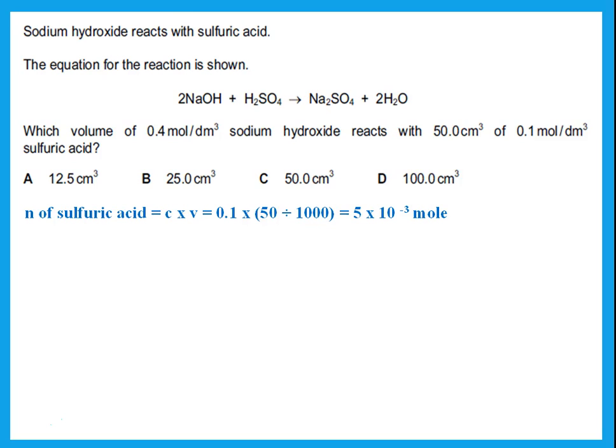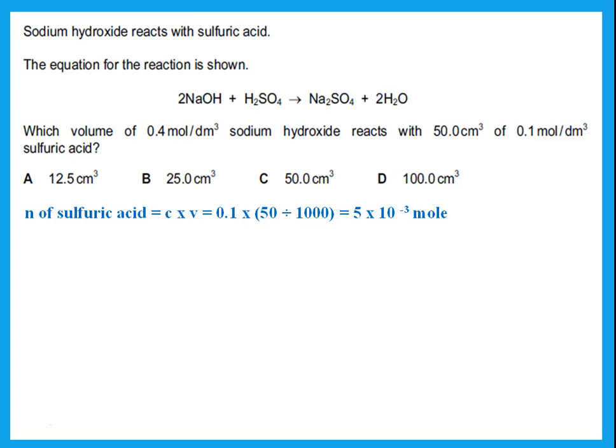So how do I get number of moles of sulfuric acid? This is a solution. He gives me volume and concentration. So I use the equation that said concentration times volume. The concentration is 0.1. Remember, the volume has to be divided by 1000 if it is centimeter cubed. So this is 5 times 10 to the minus 3 mole.